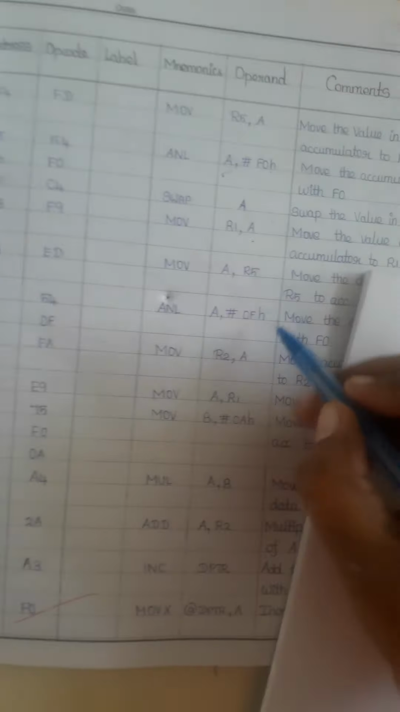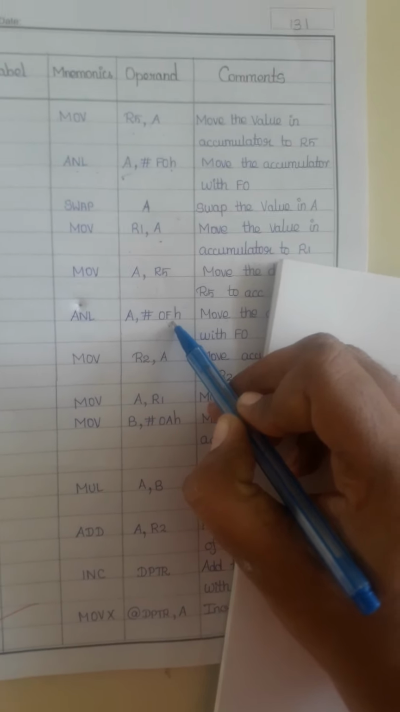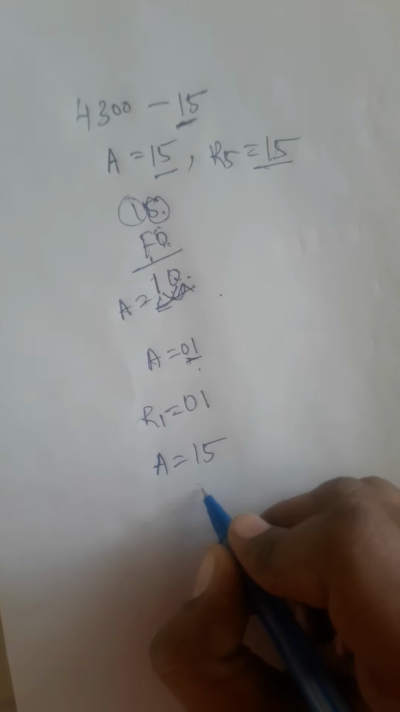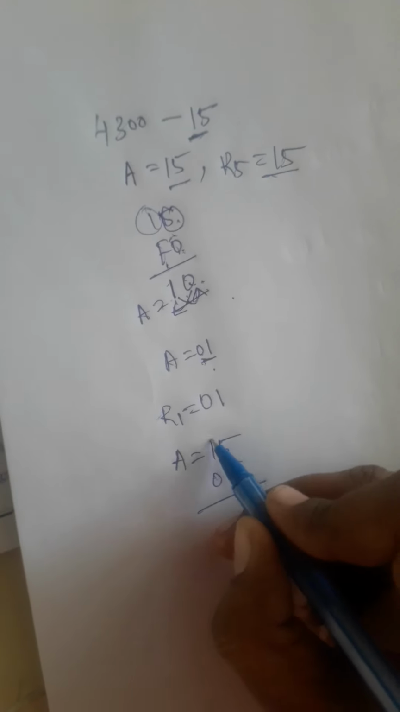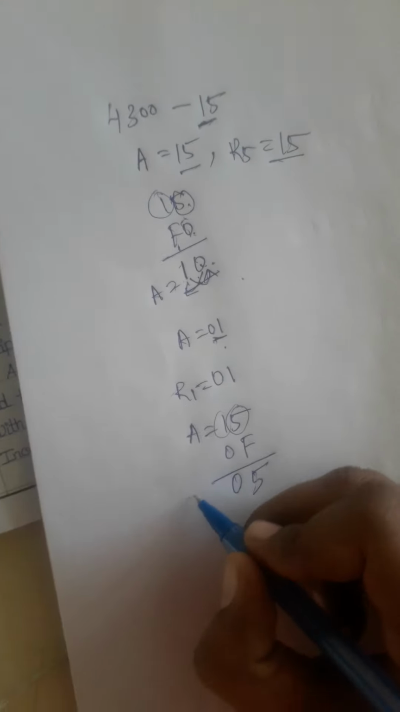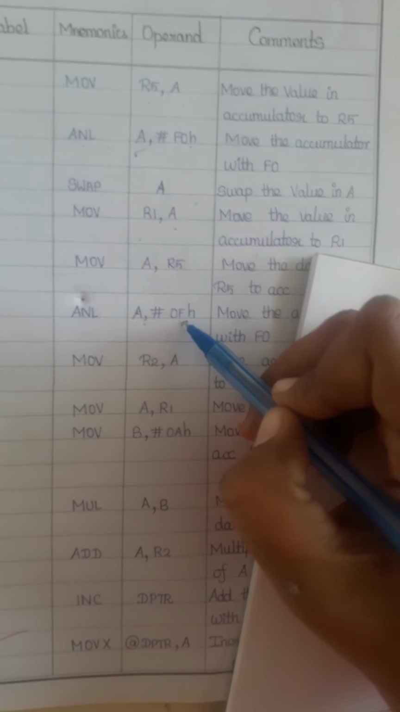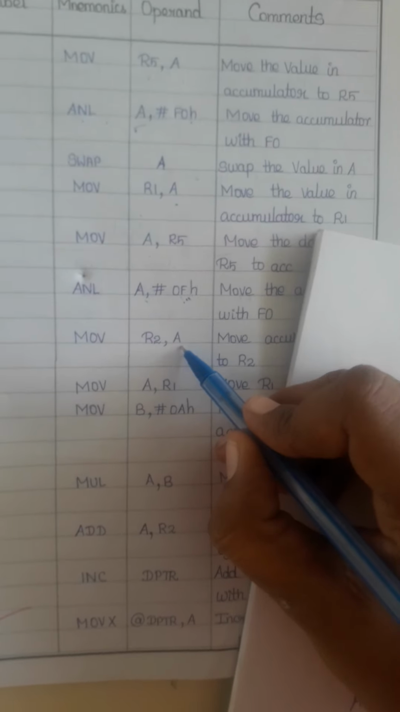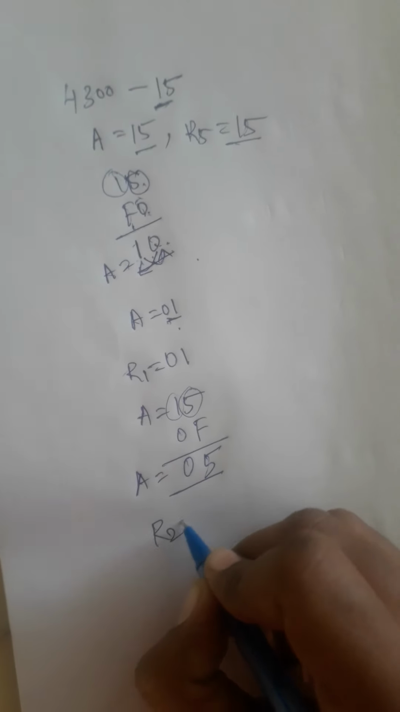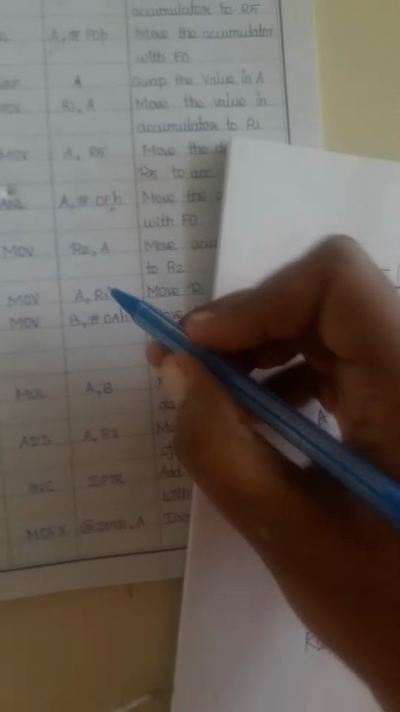Then the accumulator data is ANDed with 0F. If this is ANDed with 0F, this digit becomes 0 and we get this digit, 05, in the accumulator after ANDing 15 with 0F. Then we move that data to the R2 register. So now R2 contains this 05.